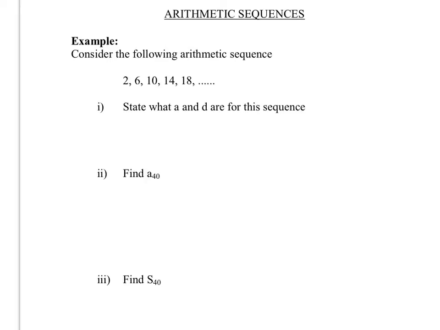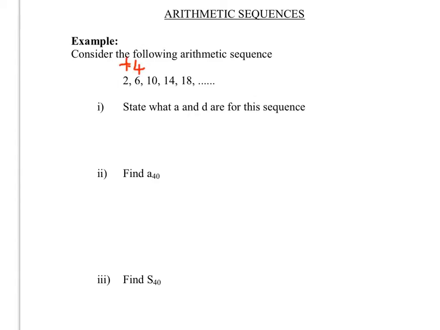First example says, consider the following arithmetic sequence: 2, 6, 10, 14 and 18, all the way up. And part 1 says, state what A and D are for this sequence. Now this sequence is arithmetic because to get the term above the previous term, what we continually do is add 4.